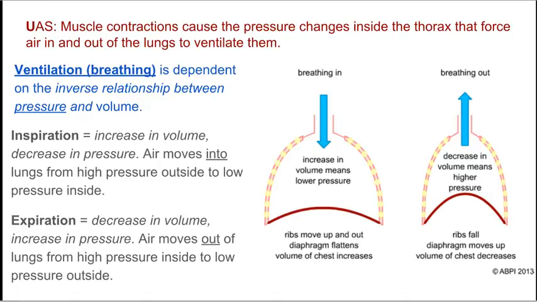During expiration, or breathing out, a decrease in the volume of lungs leads to an increase in the pressure inside the lungs. The air therefore moves out of the lungs from the relatively high pressure inside to the relatively low pressure outside. So we always see this relationship between volume and pressure, and we always see the movement of air from high pressure region to low pressure region. So let's have a look at how these changes in volume and therefore pressure take place.